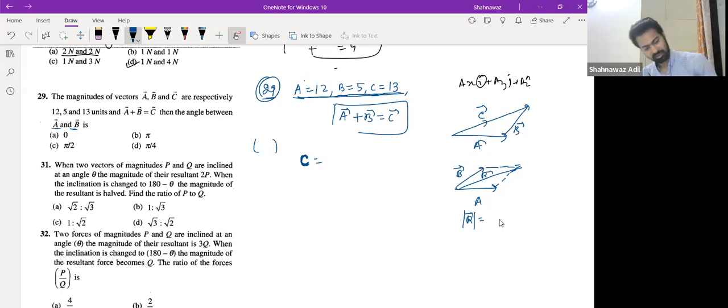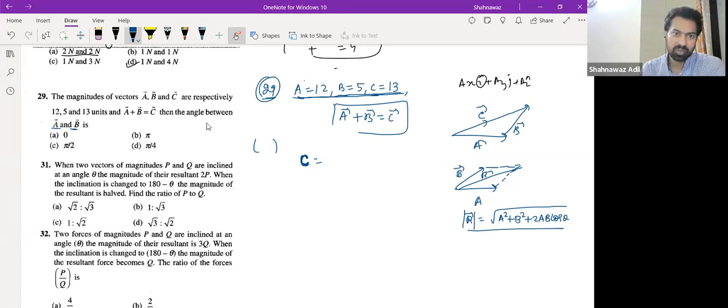Magnitude of the resultant: square root of a square plus b square plus 2ab cos theta. Yes, this is simply the magnitude that we know, right? So whenever they are asking about this magnitude, we know this only, right? So C is the resultant, right? This would be how much?